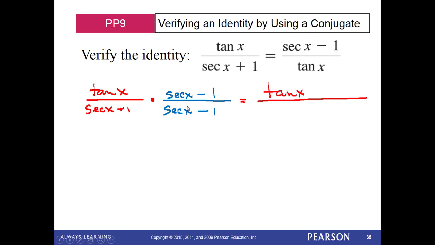So on top, I have tangent of x times secant of x minus 1. We're going to leave those not multiplied yet.